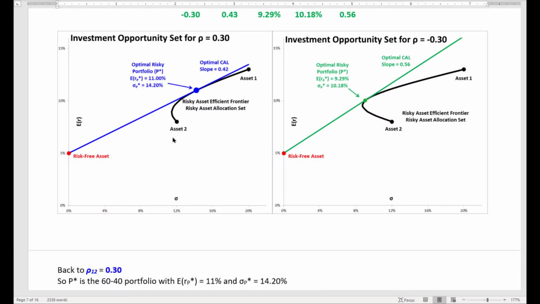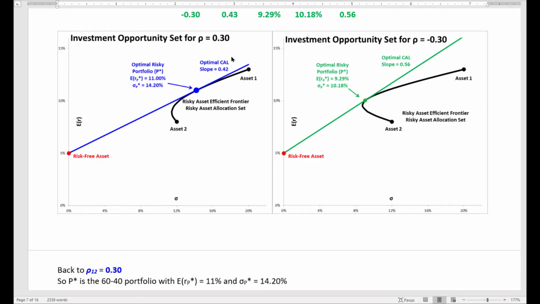So we know that for different levels of diversification, different values of the correlation coefficient, I get a different risky asset allocation set. And given a set, I can choose where I need to be on this line to choose the maximum sloped CAL. Let's move on, and we're just going to think about the blue line now.